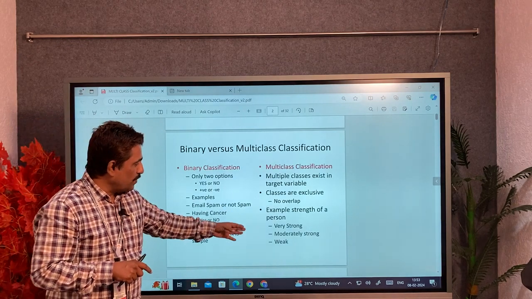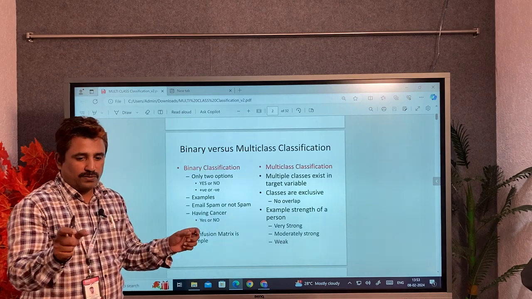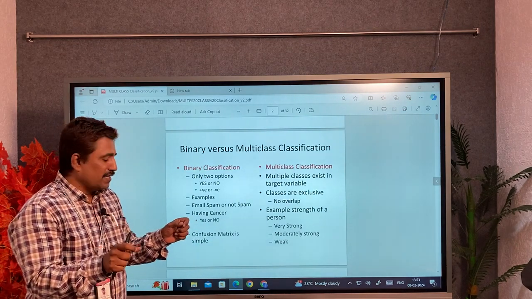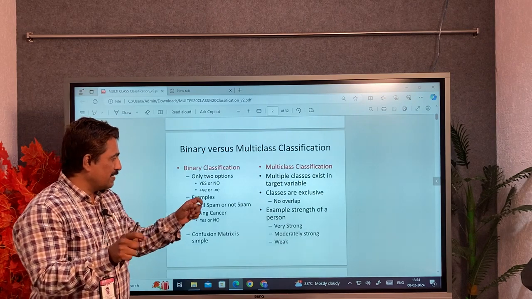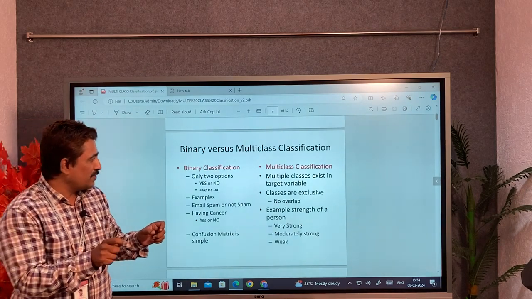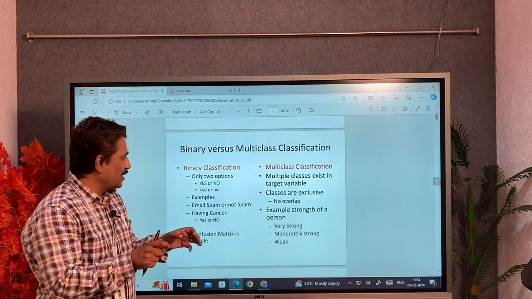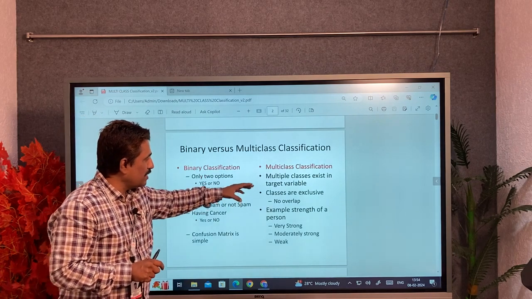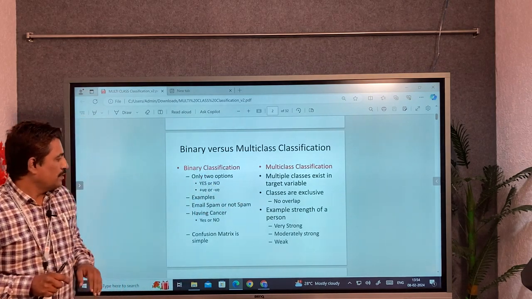So here there is no overlap, but if you combine two classes together, like a person is strong and tall, a person is strong and short, we call it multi-label classification. We are not discussing that. We are focusing on when the classes are exclusive.